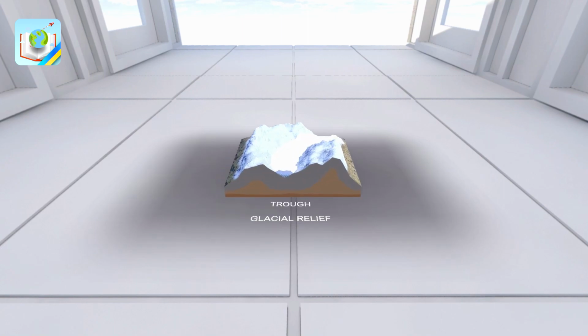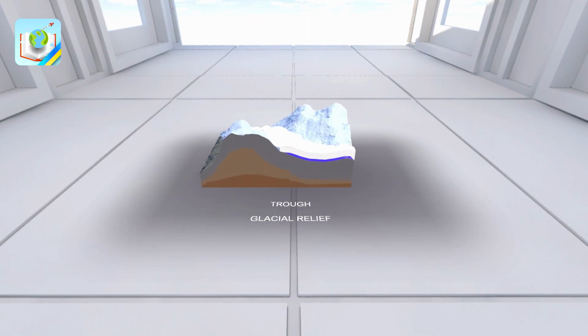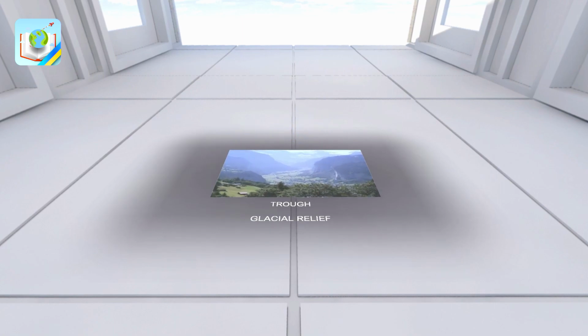The trough is a trough-shaped, glacially plowed erosional valley in the mountains with smooth, steep slopes. The upper reaches of the trough are closed by a cirque. The longitudinal profile is stepped. At the lower end, the trough ends with a terminal moraine.